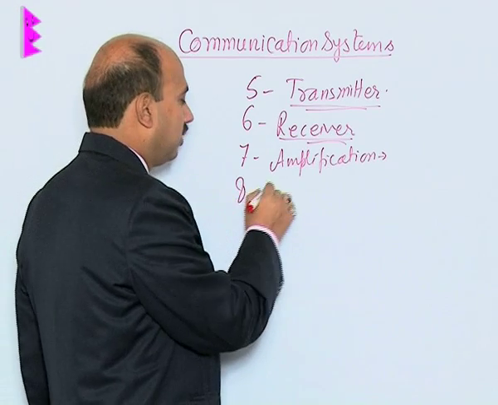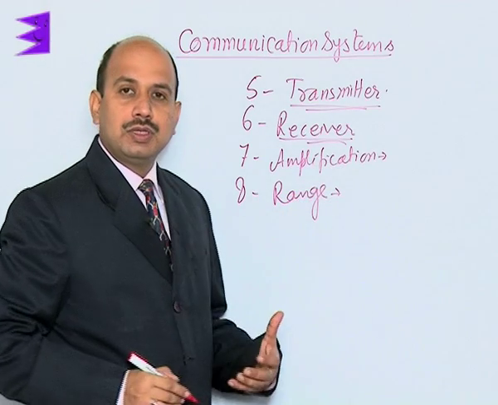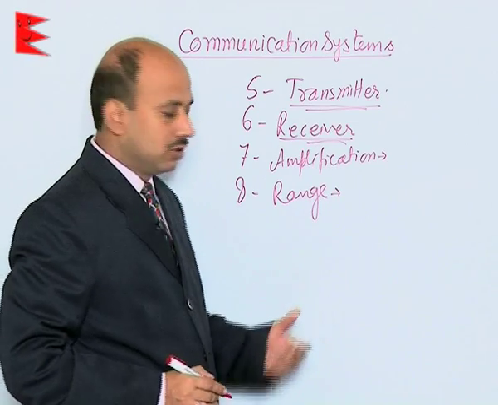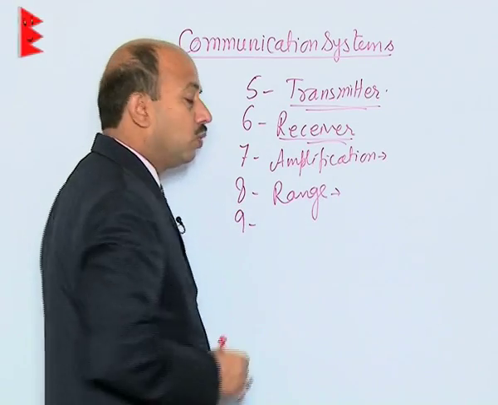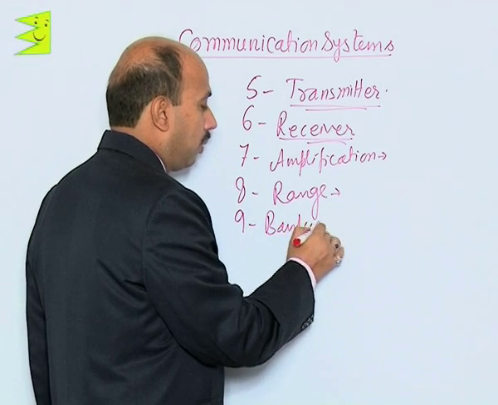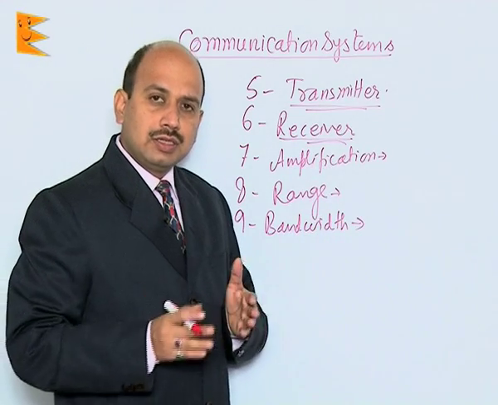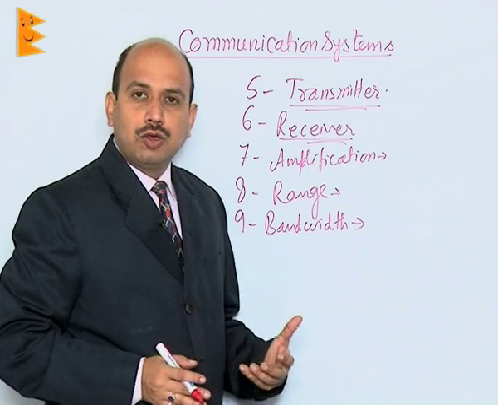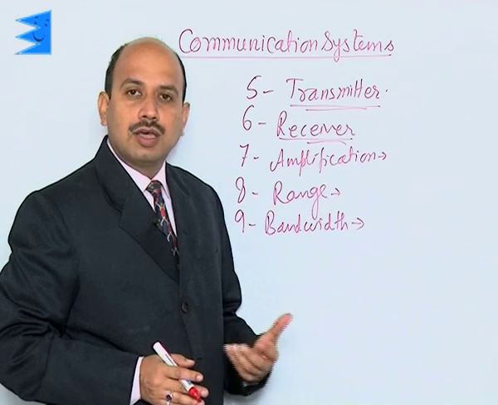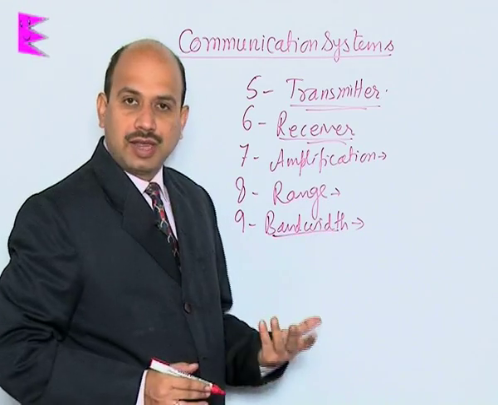After that, we can take the range. Range is the maximum distance up to which a signal can be transmitted. And the next one, the ninth, we can take as bandwidth. Bandwidth is the frequency range of the equipment in which it operates. Every equipment operates within a range of frequencies, and that range of frequencies is known as bandwidth. So, bandwidth is basically the frequency range.